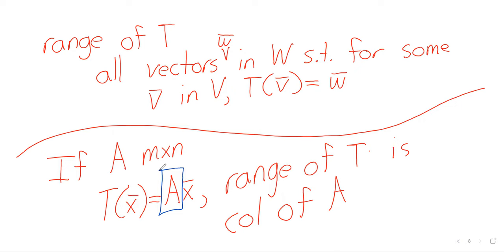This is going later to give us a way to find some ranges of some linear transformations that are not from Rn to Rm. So we're going to be coming back to this fact. For now, I just state it and move on to the next definition.